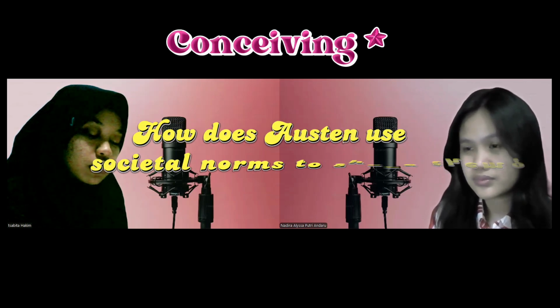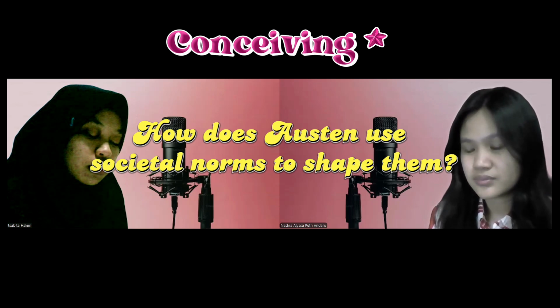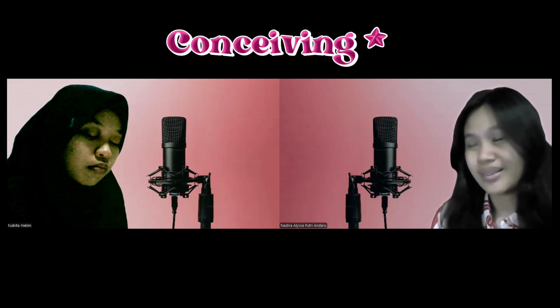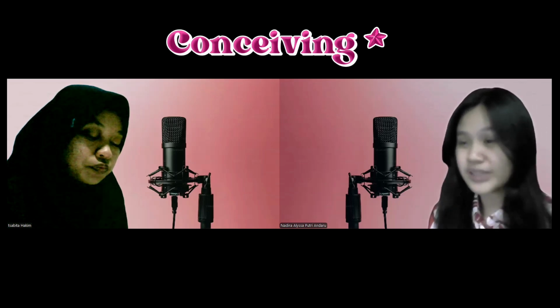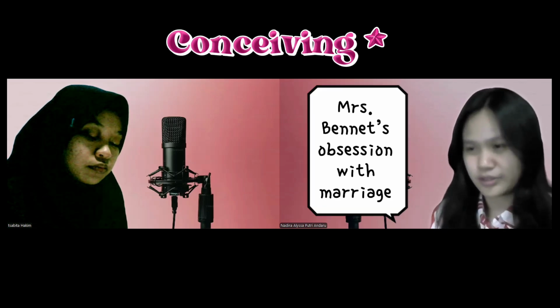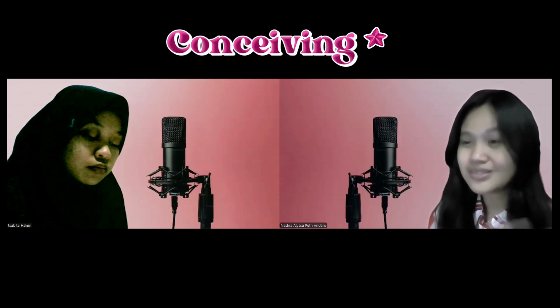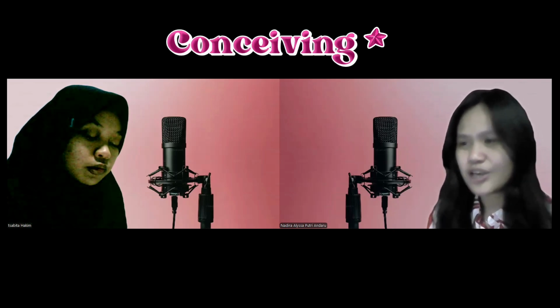Welcome back to our podcast. Now let's consider the characters. How does Austen's social criticism show in them? Well, let's take Mrs. Bennet, Elizabeth's mother. Her obsession with marriage, for me, isn't just comic relief. It's survival. In a society where women can't inherit, her desperation reflects real fears.